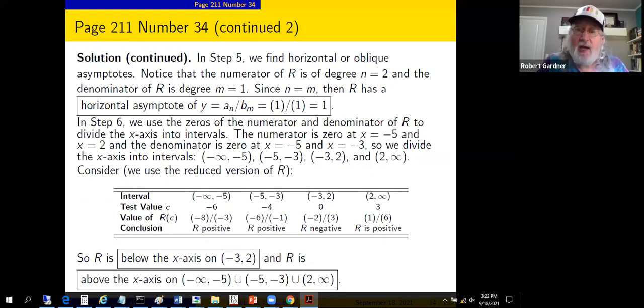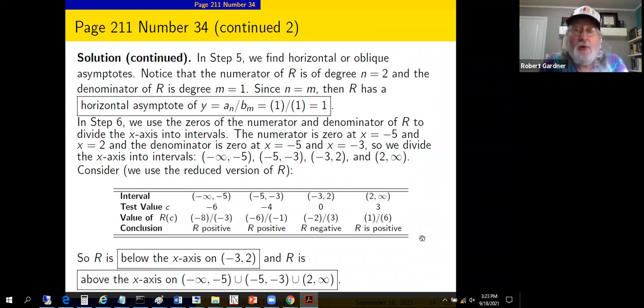Step 6, let's do the sign test deal. So we'll take the whole real line. We'll remove the zeros of the denominator, which were -5 and -3. -5 and -3 get removed there. The numerator had zeros of -5 and +2. We already removed the -5, so the +2 gets removed as well. So we'll remove those 3 points where either the numerator or the denominator is 0. This yields 4 intervals. We'll do a sign test on each of those.